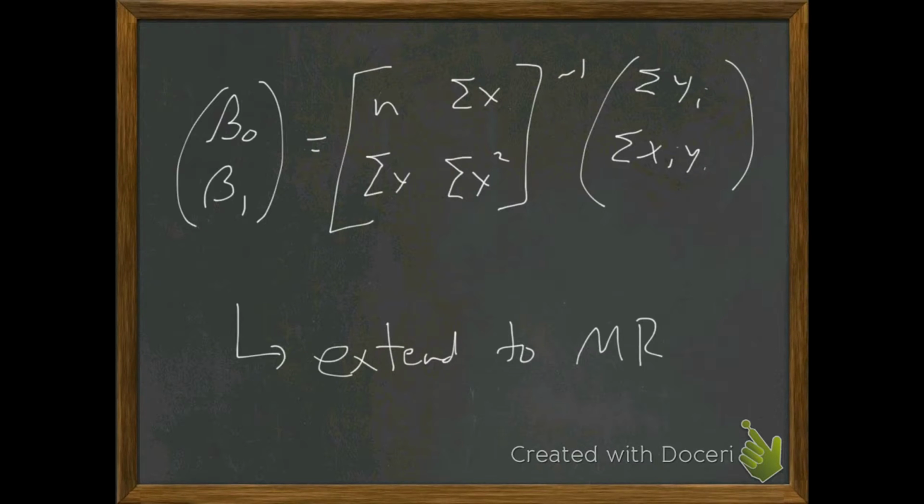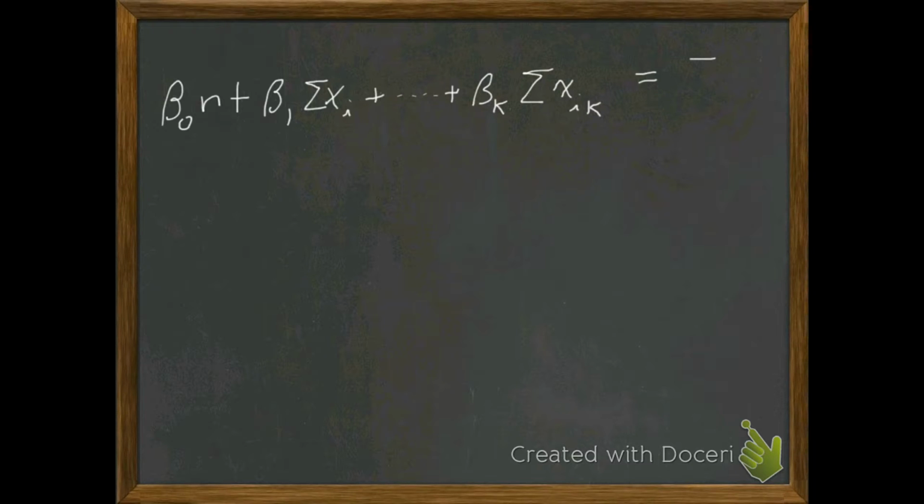to a multiple regression. So now, guys, I'll slow down. I'm writing really fast because I expect you to already know this. So what the normals are going to look like here will be beta 0 n plus beta 1 sum of the xi1's plus, up to beta sub k, or p minus 1 if you prefer that, sum of xik equal the sum of the yi's.